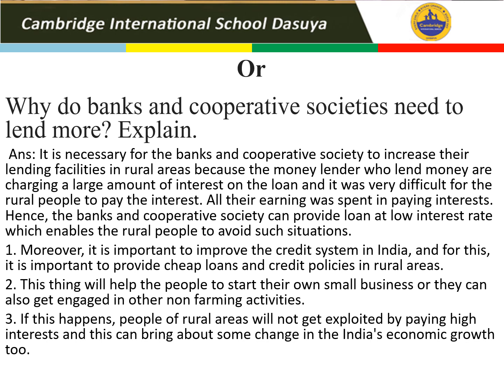So this is the point. So people can start another business rather than farming activities only. Fine. So next thing is, if this happens, people of rural areas do not get exploited. So cooperatives and banks are not exploiting the poor people, and they are even protecting their interests. Fine. And with this economic growth of the country should be possible. So that is why we need banks and cooperatives to lend more. Fine. So this is the answer.